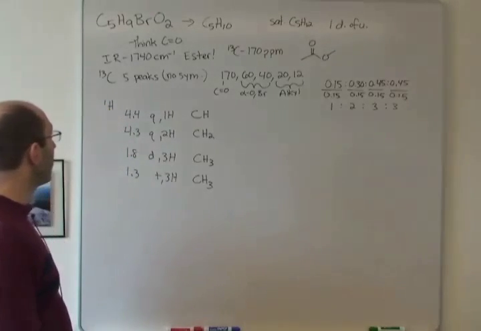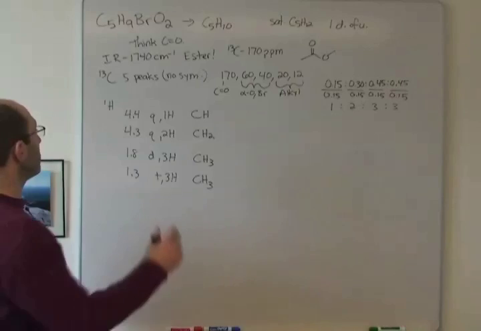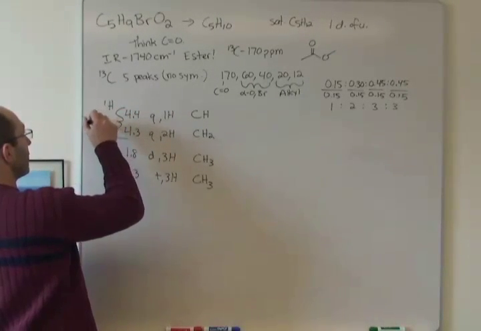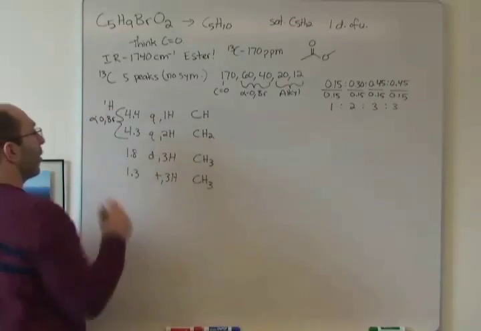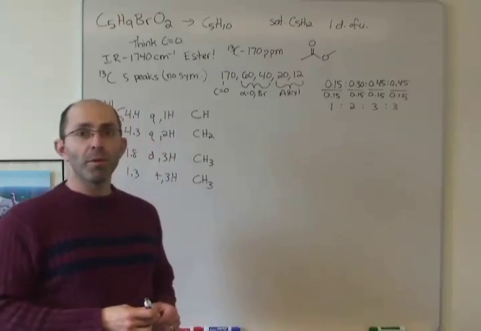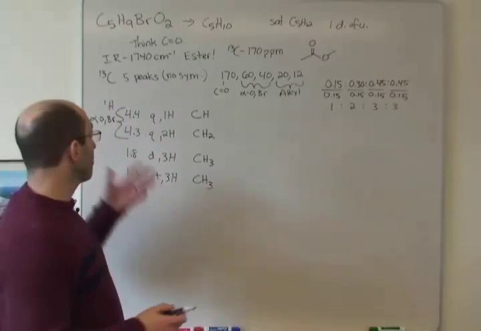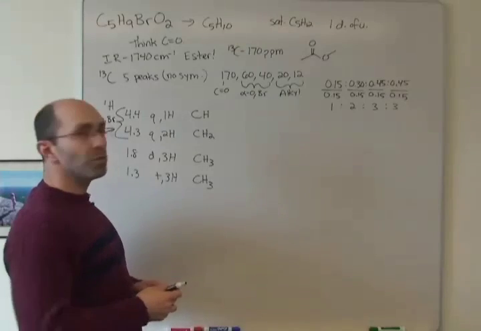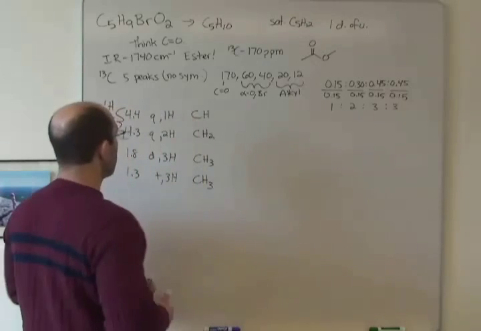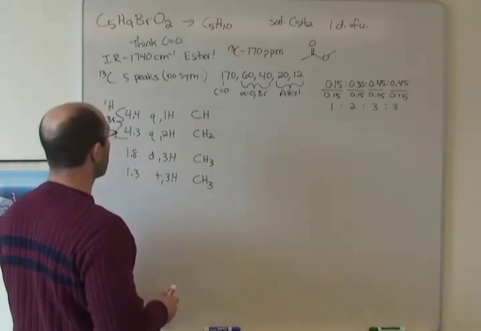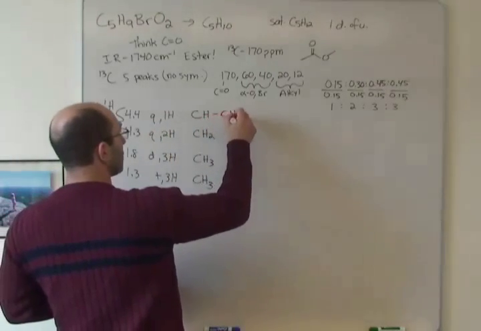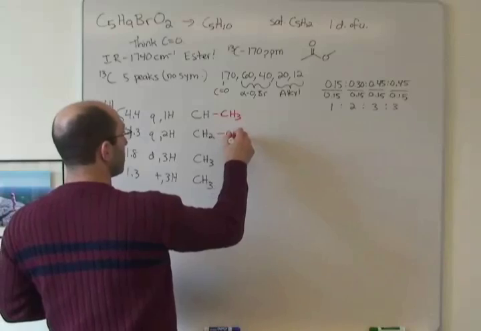All right, now we just need to find out where these things are. Again, I hope it's clear that these here are going to be alpha to O and Br. All right, so that tells us that the Br and the O are not attached to the same carbon. All right, O is on one, Br is on the other. We're not sure which one it's on just yet, but hopefully we can figure that out. Let's look at neighbors, right, because we have the splitting information. So quartet, neighbor is going to be a CH3. Quartet, neighbor is going to be a CH3.